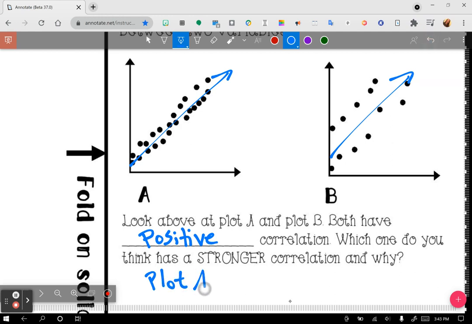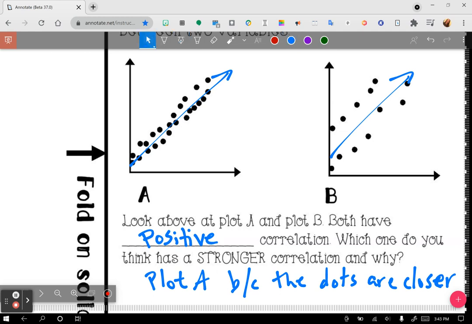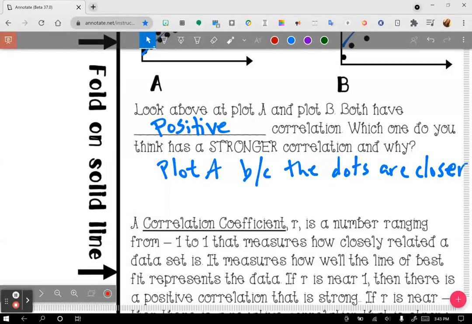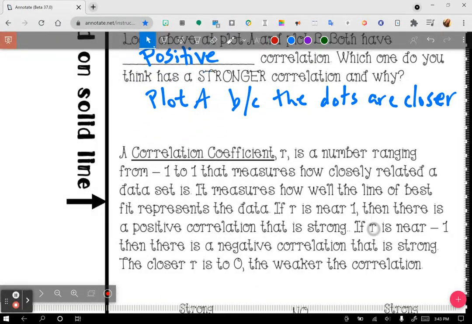If you said plot A, then you're correct, because the dots are closer. The closer your data points are together, the more it looks like an actual line, and the stronger the correlation is. So that's what we're going to be talking about today.